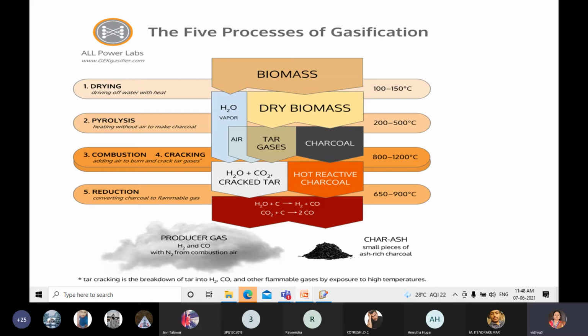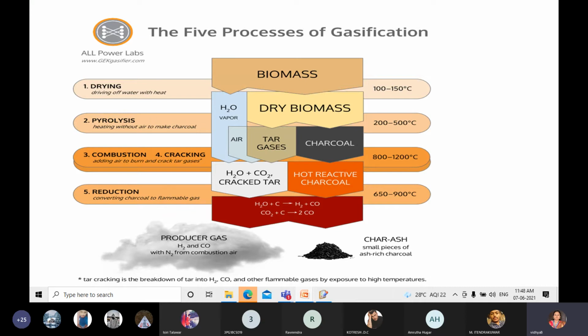This is the five-stage process of gasification, or we can say the chemistry of the reaction process in gasification. Okay, this is a heading in the textbook: chemistry of reaction process in gasification, or we can state it as the five stages or processes of gasification. The first process is drying, and the second is pyrolysis, then combustion, cracking and reduction.